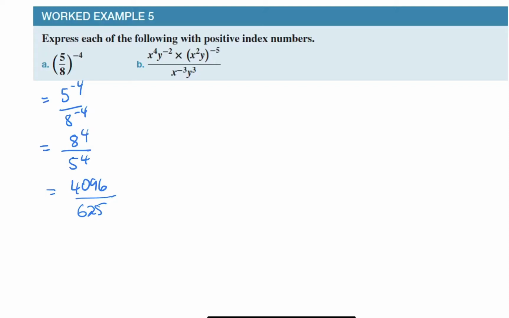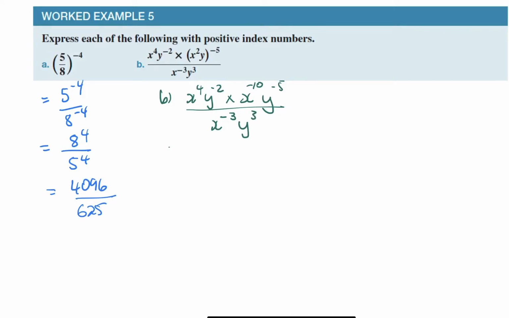Question number B. When I look at question B, I'm going to first expand all brackets. I'm going to say this is x to the power 4, y to the power negative 2. I'm going to take this negative 5 and take it to each one of the factors inside. So that's going to be 5 times negative 5 times 2 gives me x to the power negative 10, y to the power negative 5, divided by x to the power negative 3, y to the power 3.